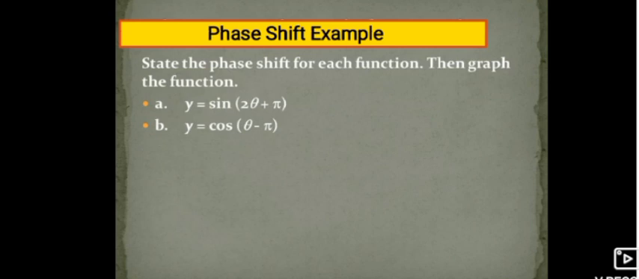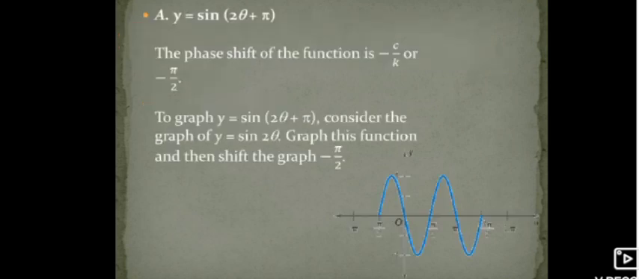If h is greater than 0, the shift is to the right. If h is less than 0, the shift is to the left. Phase shift example. State the phase shift for each function, then graph the function. A. y equals sine 2 theta plus pi. B. y equals cos theta minus pi.